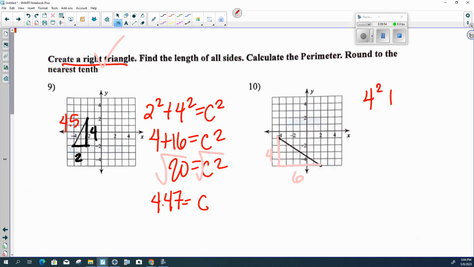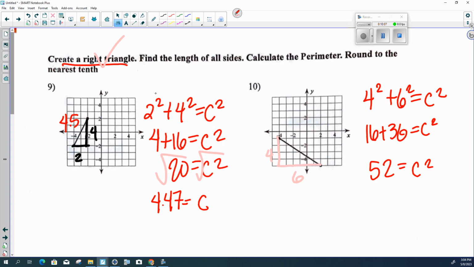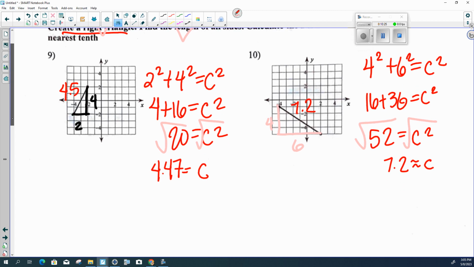Let's go over to this one. 4 squared plus 6 squared equals c squared. I don't want c squared. I want c. The inverse operation is to take the square root. So 7.2 is about what c equals. Find the length of all sides. Check. Calculate the perimeter and round to the nearest tenth.